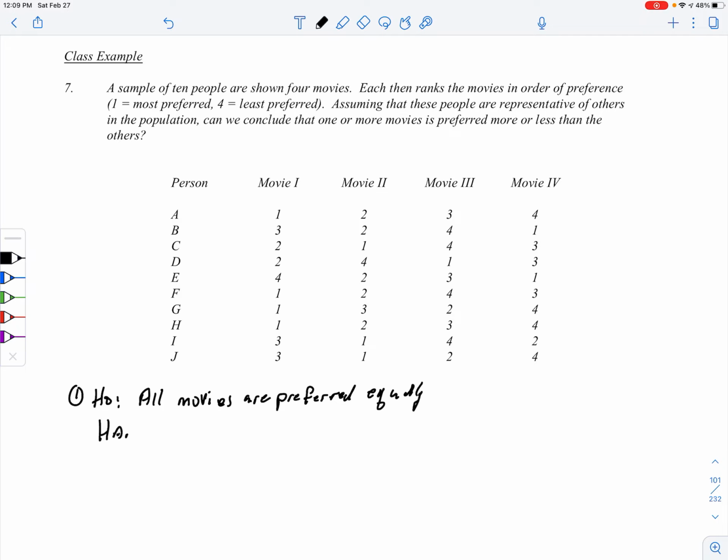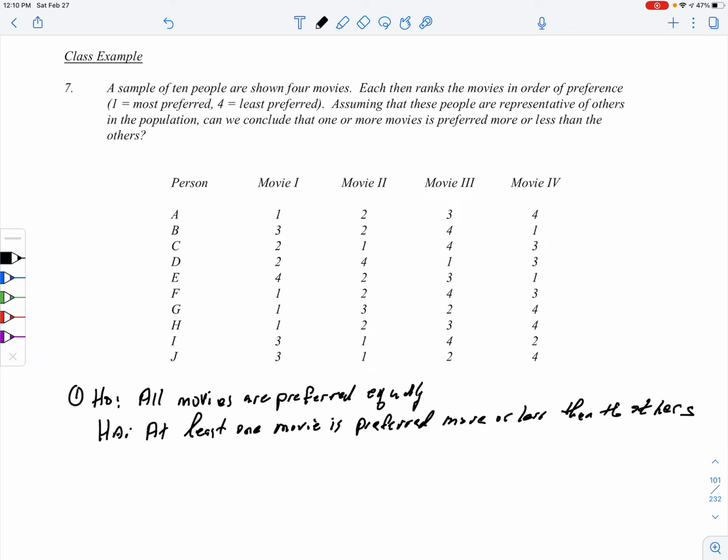Against the alternative that at least one movie is preferred more or less than the others. So it could be a much higher rating or a much lower rating.